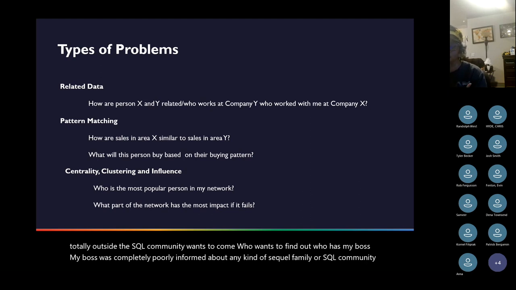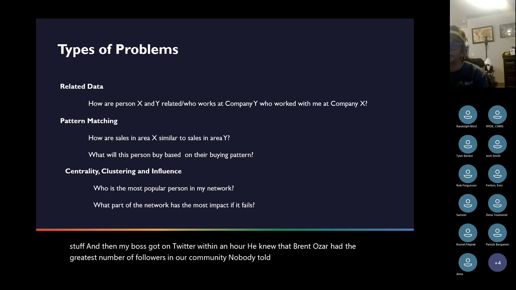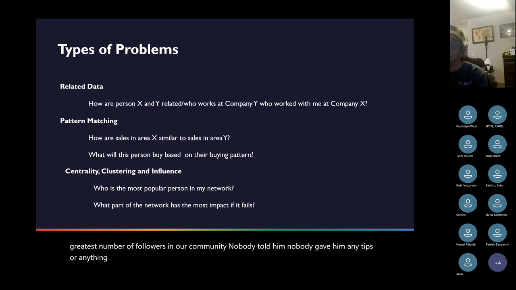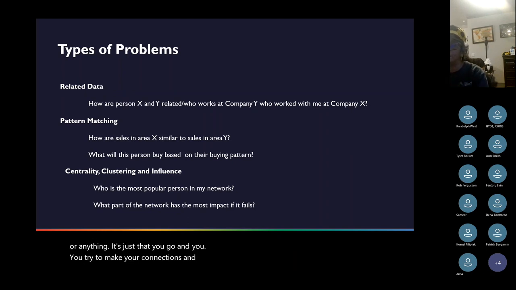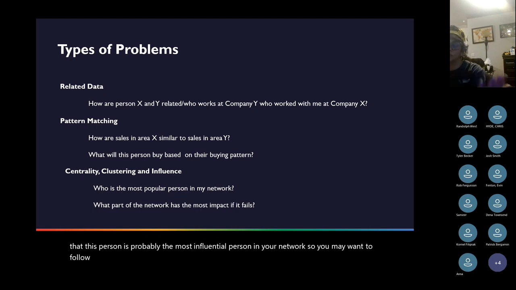And when my boss got on Twitter, within an hour he knew that Brent Ozar had the greatest number of followers in our community. Nobody told him. Nobody gave him any tips or anything. It's just that you go and make your connections and tell the app what you're looking for, then it knows that this person is probably the most influential person in your network. So you may want to follow that. So who is the most popular person in your network? That is something that graph databases help you find.